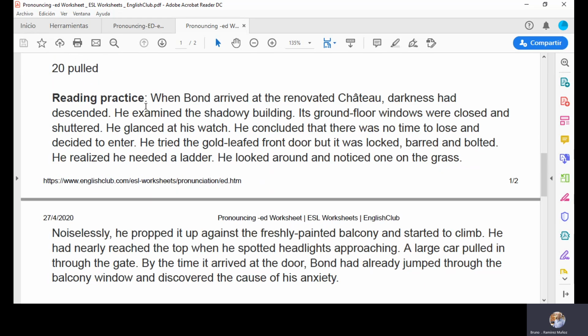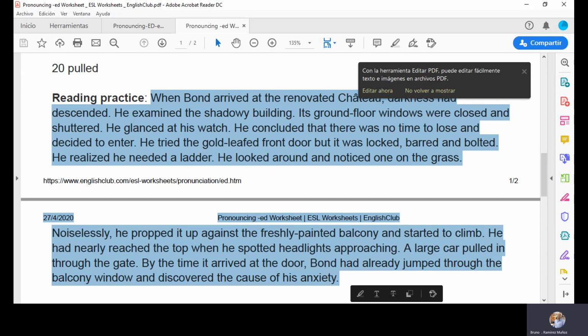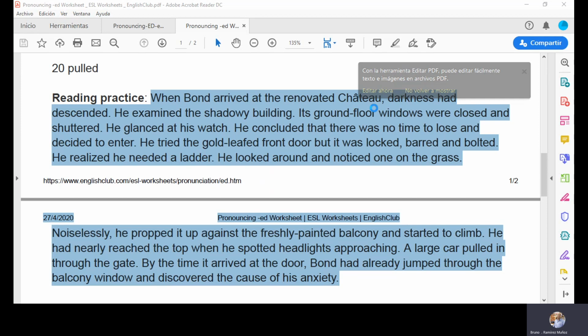Now, the idea would be that you could practice this on your own, and then you can read it. So the idea would be that we all could listen and we could all provide feedback. Now, assuming that you have already read this text, let's take a look at it.